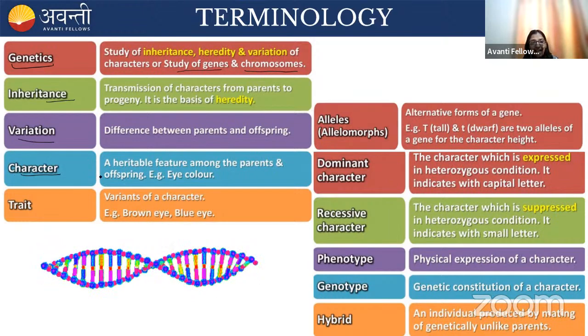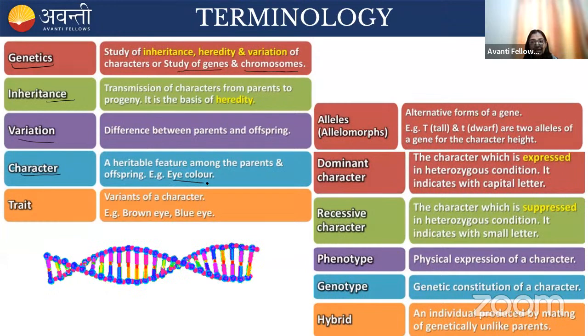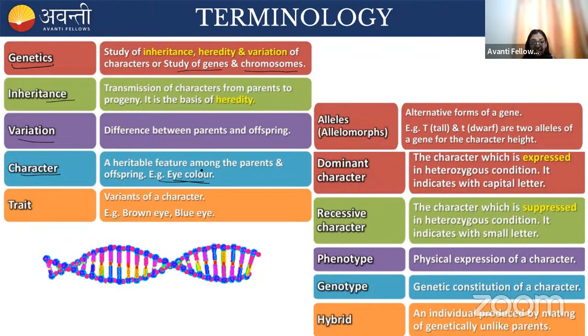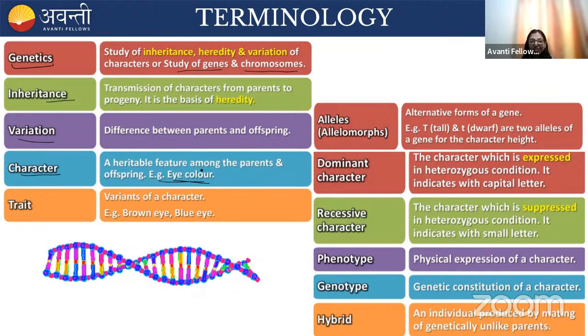Now let's discuss the character, a heritable feature among the parents and the offspring. Example, the eye color. So the character is the eye color, and whether the eye color is brown or blue, that is known as a trait. For example, we are going to study this in Mendel. Mendel has taken 7 characters and 14 traits. So the variants of the characters are known as traits.